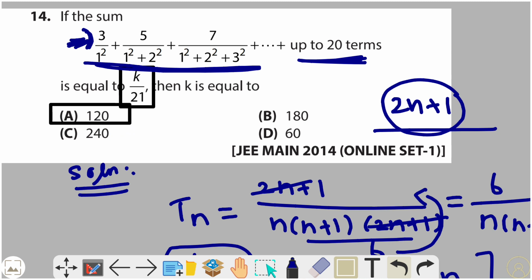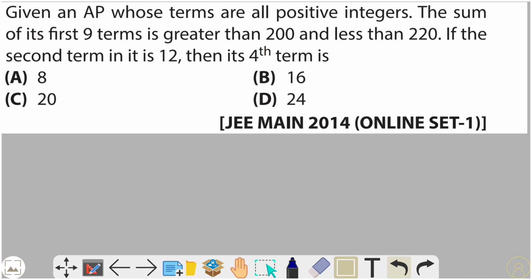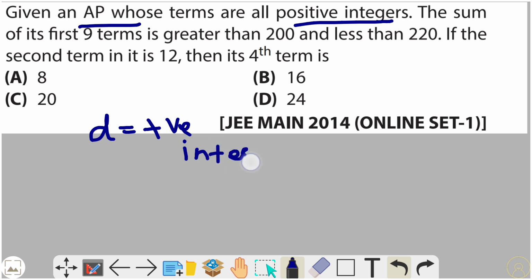k equal to 120. Next question. Given an AP whose terms are all positive integers, the AP looks like 2, 3, 4, or 2, 10, 5, for example 2, 15, like that. So definitely your d is also a positive integer. When the AP terms are positive integers, d is automatically a positive integer.